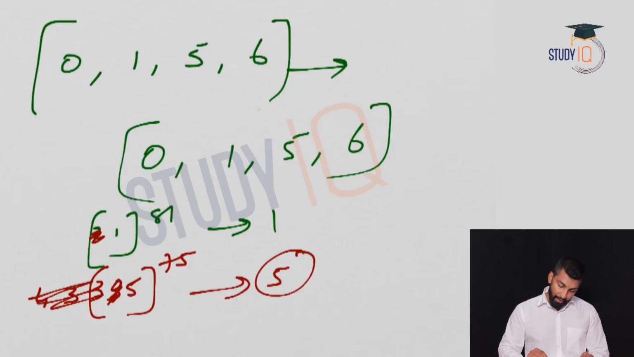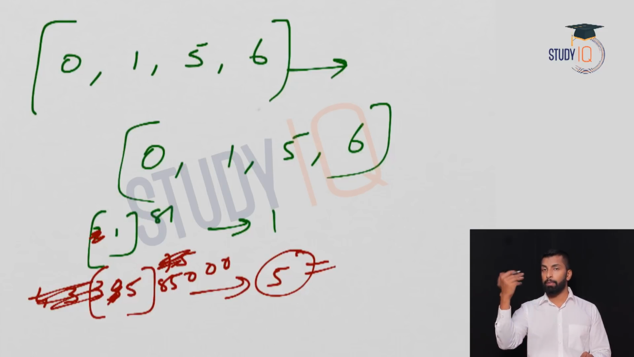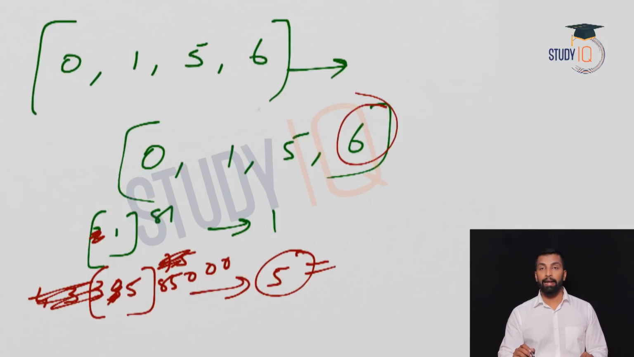digit will be 5. Now power also can be anything, 75, 85, 850, 85,000, 8.5 lakhs or whatever it is, last digit will be 5. So if the number is ending in 5, whatever be the power, last digit will be 5. Same is the case with 6 also. Number is ending in 6, whatever be the power, last digit will be 6.